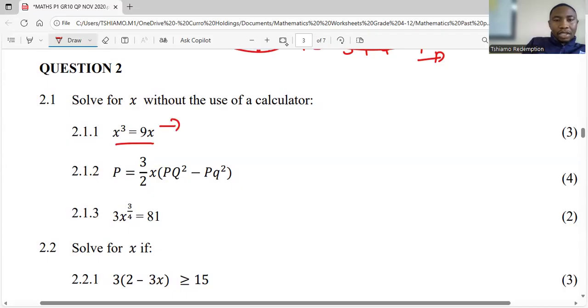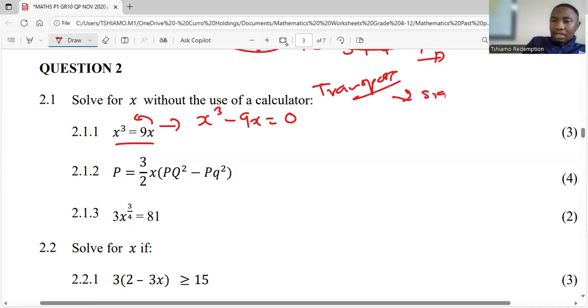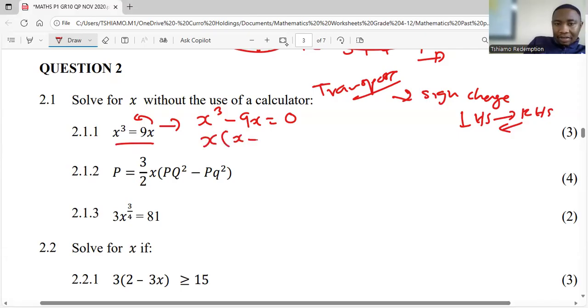The standard form says make the equation equal to 0. So take everything to one side. 3 minus 9x equals 0. Remember, when a term moves to the other side, we say we transpose. We change the sign. So when we're moving from the left-hand side to the right-hand side, or either way, the sign changes. If it's a negative it becomes a positive, if it's a positive it becomes a negative. So I have a 9x now, and then I'm going to factorize this. Take out a common factor, x, then I have x squared minus 9 equals 0.